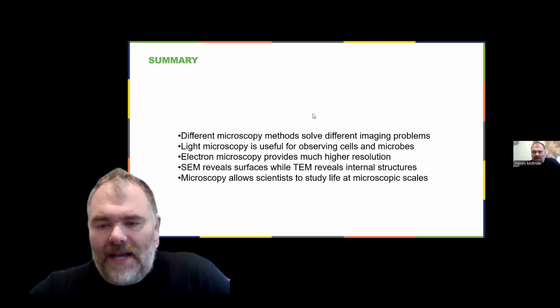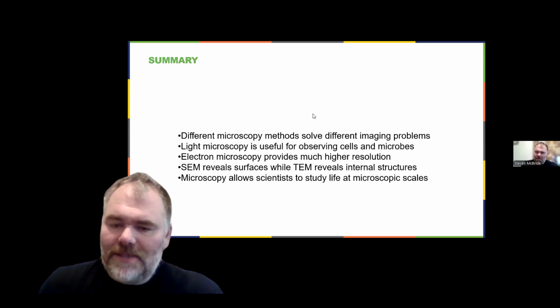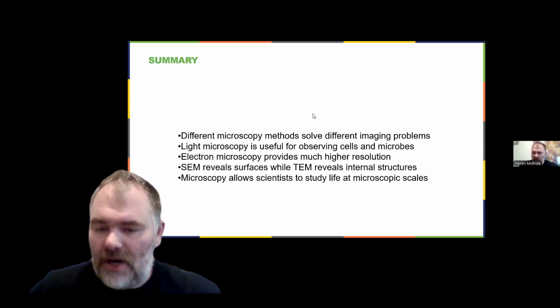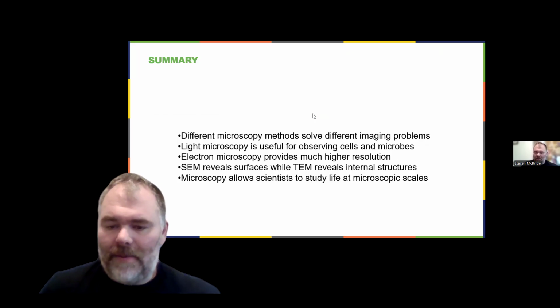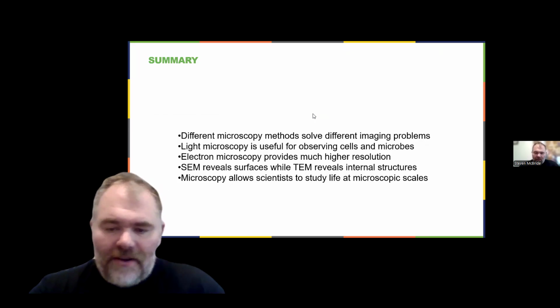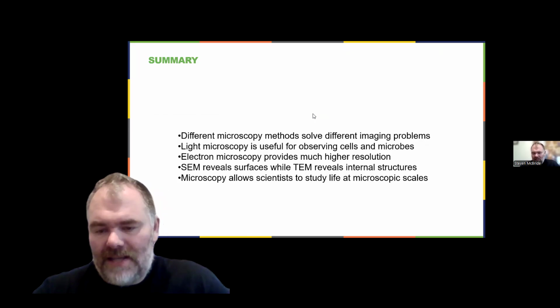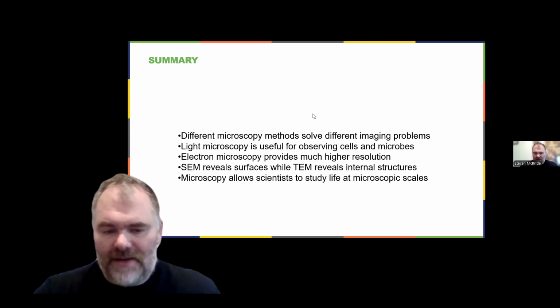Different microscopy techniques solve different imaging problems. Light microscopy methods help scientists observe living cells, improve contrast, and target specific structures. But visible light has physical limits, which led to the development of electron microscopy. Together, these tools allow scientists to study life across an enormous range of biological scales, from living bacterial cells to the detailed internal structures of viruses.